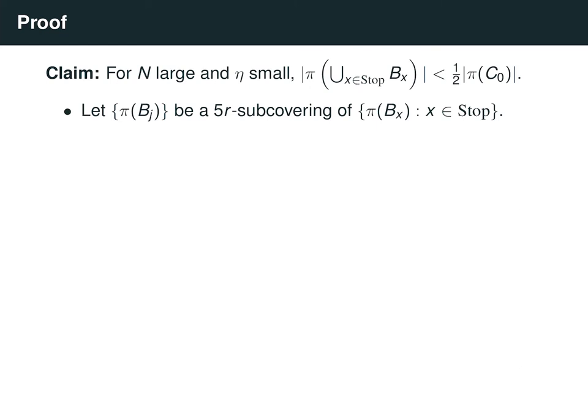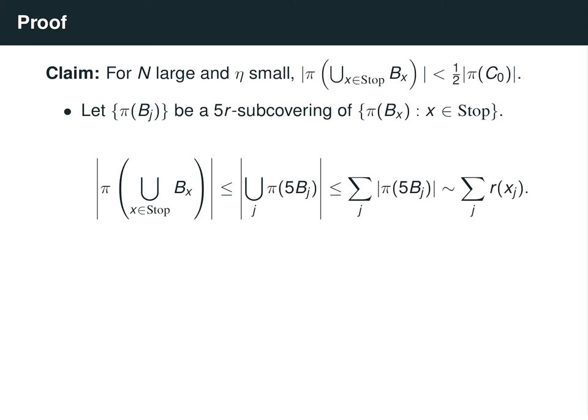So notice that when we take the projections of the balls B_x, those are going to be balls in the real line. And so that means that we can apply the 5R covering lemma to those balls. So we're going to let π(B_j) denote a 5R subcovering of the collection π(B_x). So observe that because these balls π(B_j) are disjoint from each other, that means that the original balls B_j will also be disjoint from each other.